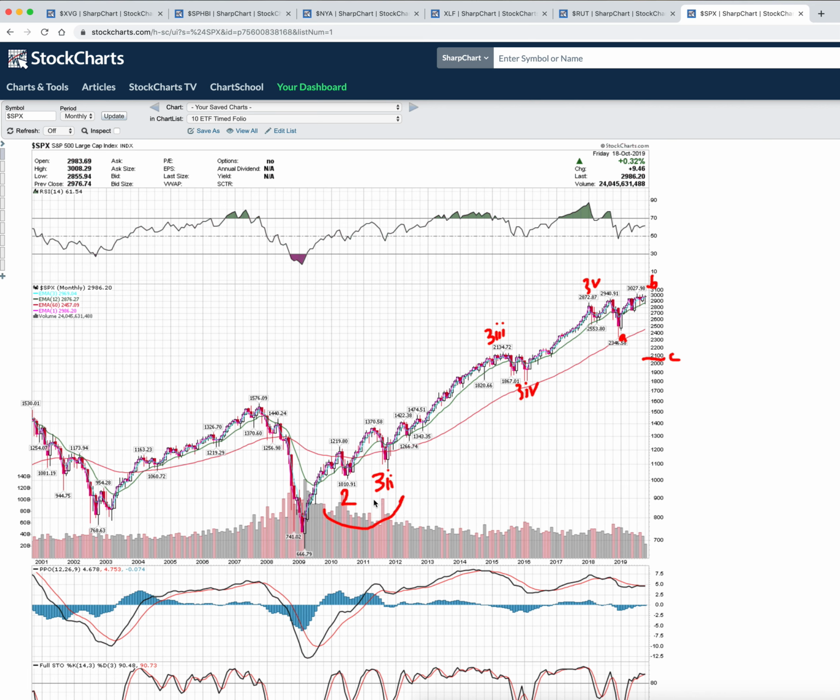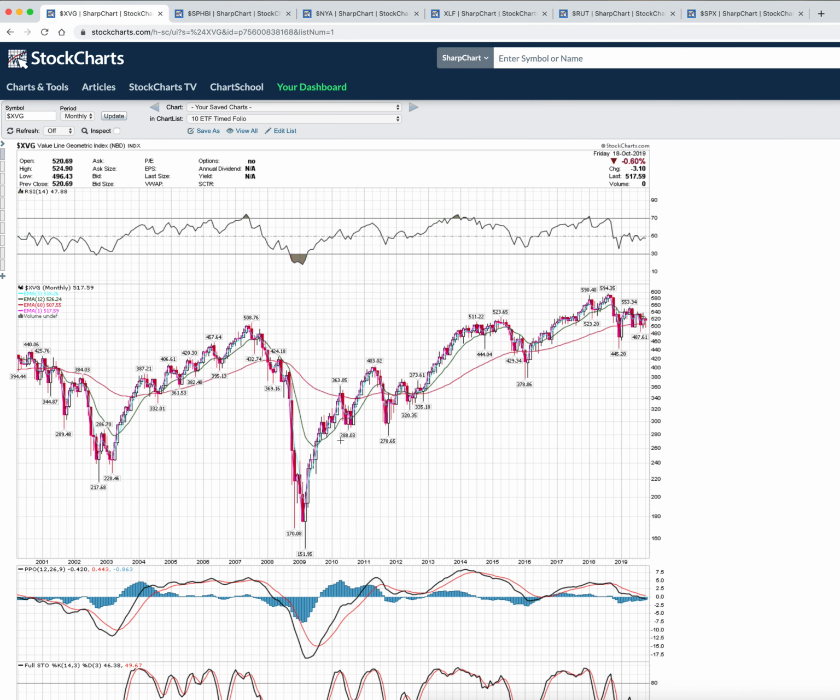Now I'm going to show you a different index called the Value Line Geometric Index, and then based on that we will come back to this chart. If this was our wave 2 in 2010 and if this was our wave 3-2 in 2011, let's look at the Value Line Index. The Value Line Index is a broad index of 1,500 equally weighted stocks, which in my opinion is a much better representation of the broad market.